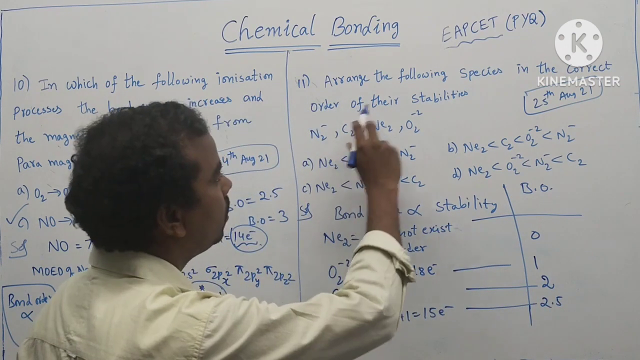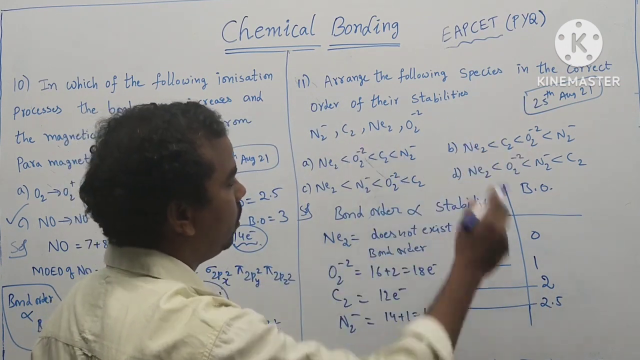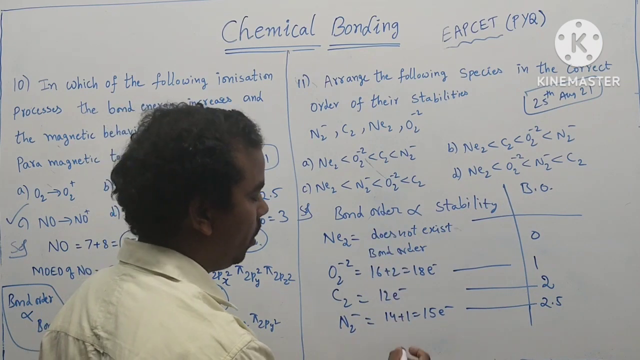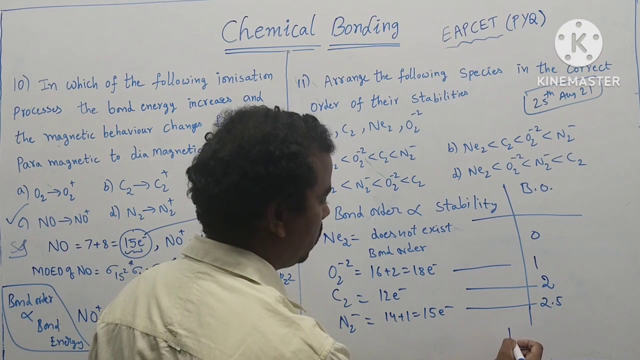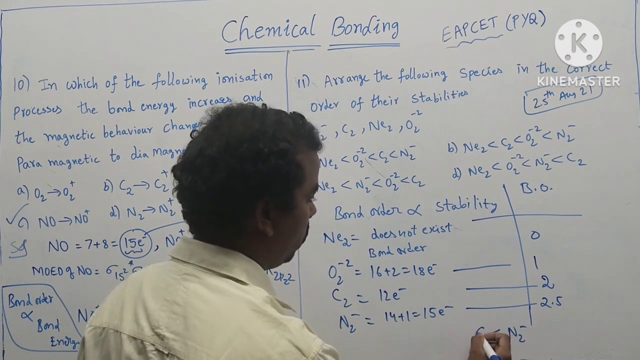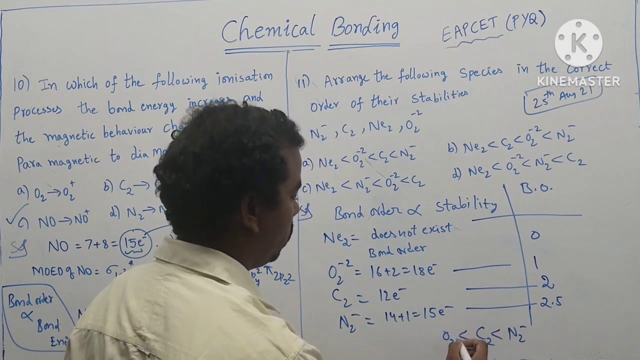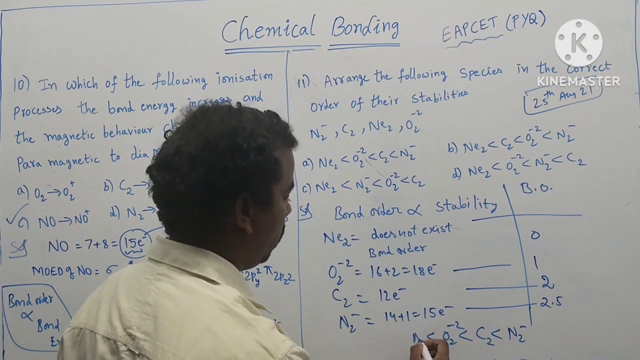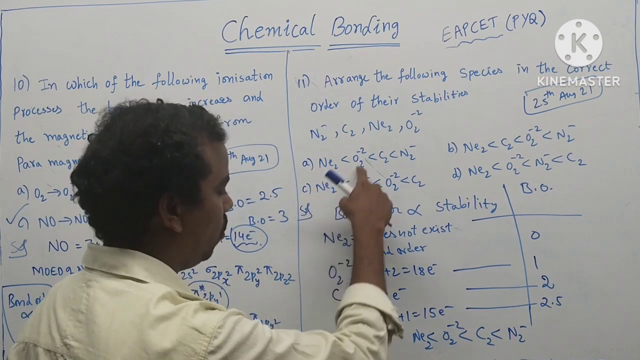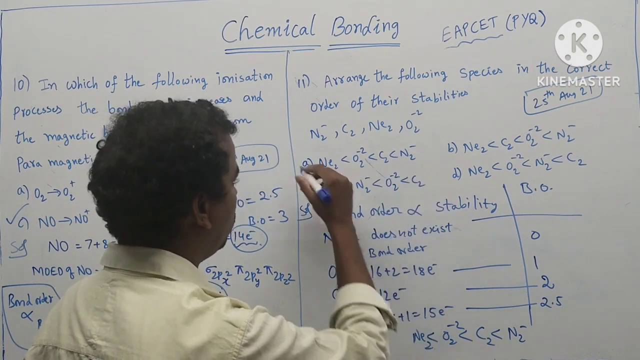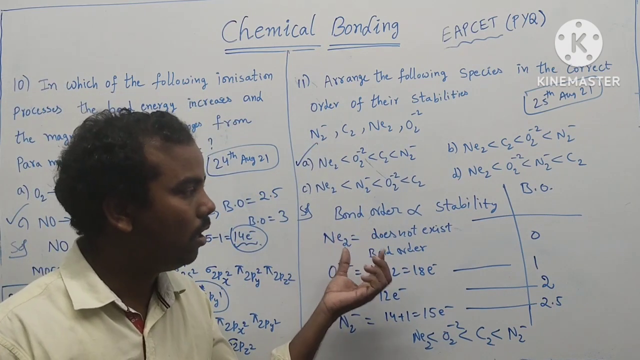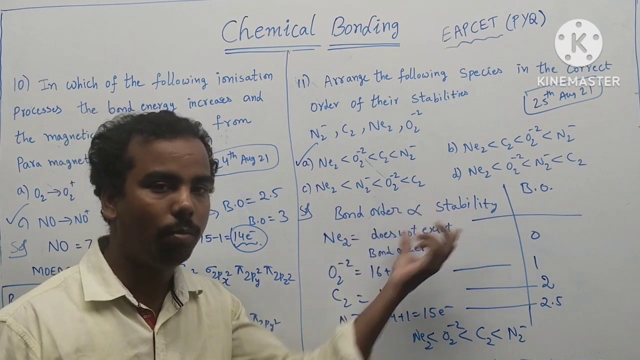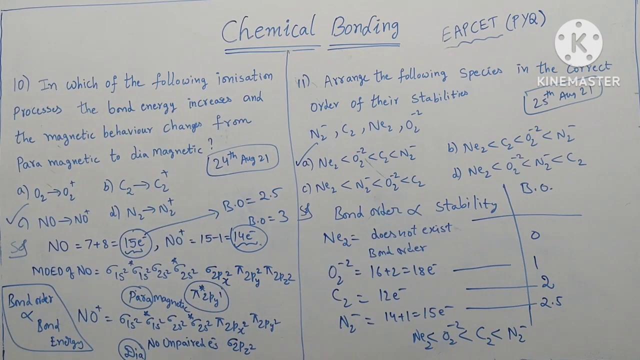So write in increasing order of stability, by increasing bond order. The highest is N2 minus, next C2, next O2 minus 2, and finally Ne2. So the answer is Ne2, O2 minus 2, C2, N2 minus. So answer A. Note this: bond order is directly proportional to stability.